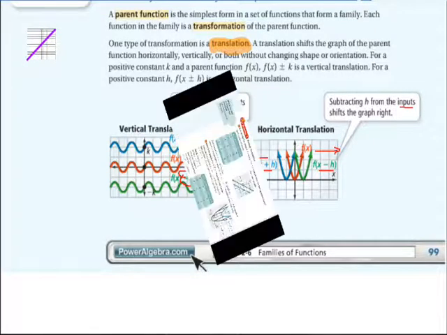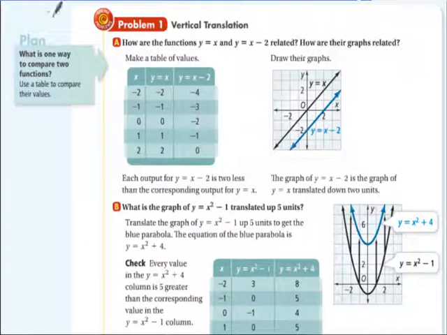So let's see what that looks like with a problem. How are the functions y equals x and y equals x minus 2 related, and then how are their graphs related? Well, how they're related, we can look at a table and we can look at a graph. Let's look at the table. Each output for y equals x minus 2 is exactly 2 less than y equals x. So very self-explanatory because we subtracted 2 from it. It's exactly 2 less every time. You see, that's 2 less, that's 2 less, it's the same thing every time.